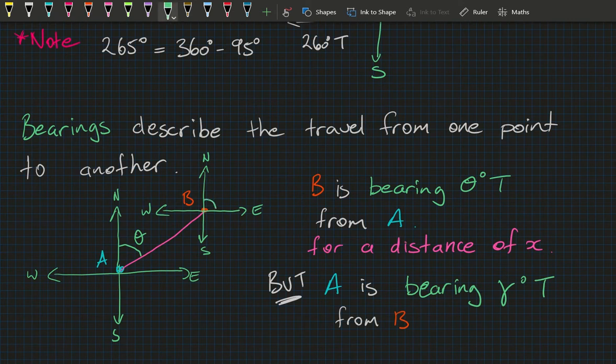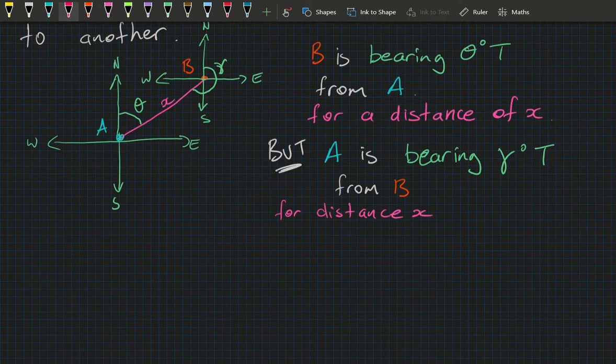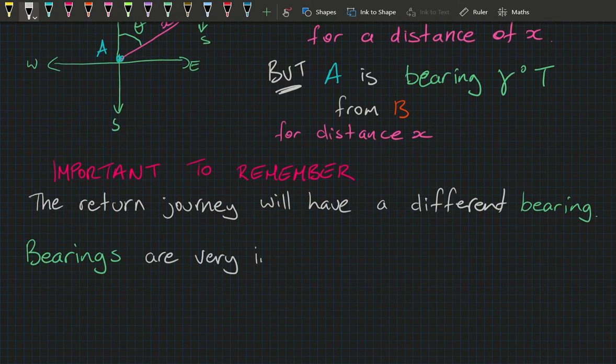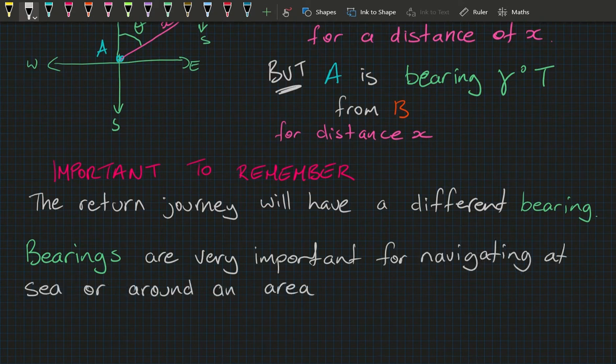And gamma will be this angle here. So you can see that's a different angle. But what you do know is they'll both be traveling x units. It is essential that you do understand this and that you remember that the return journey will have a different bearing. So as I stated earlier, bearings are very important for navigating at sea, as well as any other area where we don't really have roads.